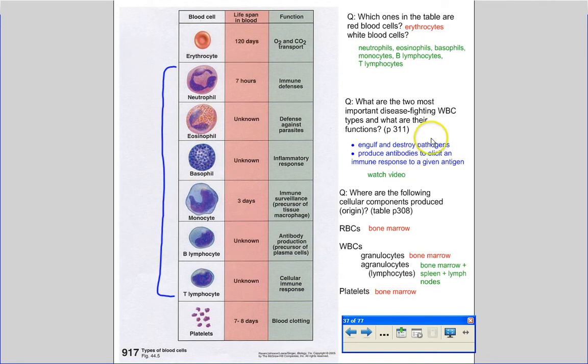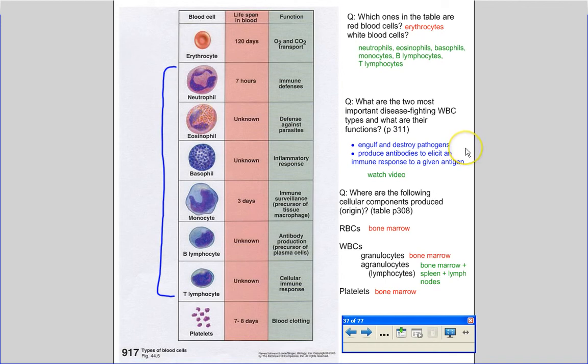Second question says, what are the two most important disease-fighting white blood cell types, and what are their functions? I didn't put the types here, but the ones that engulf and destroy pathogens are the macrophages. Macro, M-A-C-R-O, phages, P-H-A-G-E-S. They're one of the most important types, and their job is to act kind of like Pac-Man, and they go after and engulf and destroy pathogens that have come into your body.